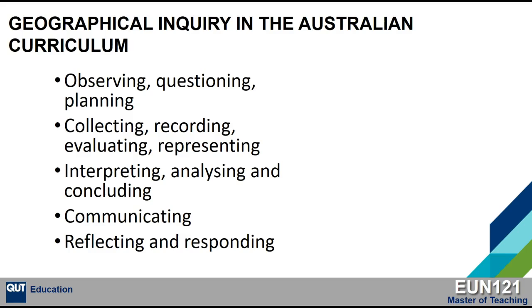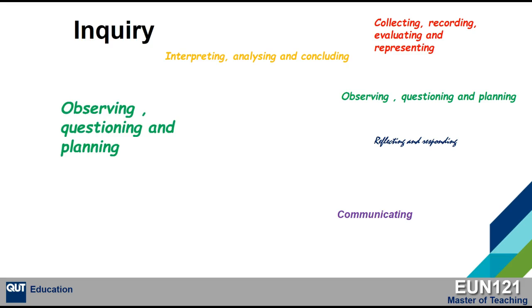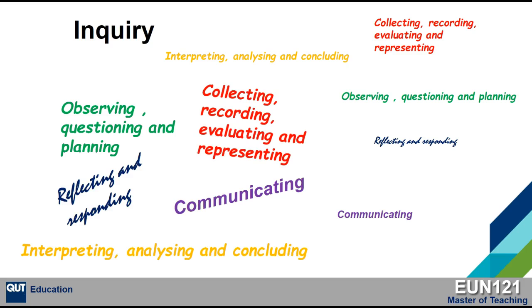So in the Australian curriculum, the inquiry method looks like this, the 5 dot points: observing, questioning, planning, collecting, recording, evaluating, representing, interpreting, analysing and concluding, communicating, and lastly, reflecting and responding. However, we probably should not represent it like that because it is not a linear process, but jumps around, doesn't necessarily go in order, and indeed parts can be repeated. So perhaps this is a better representation of what the inquiry method should look like in a geography classroom.